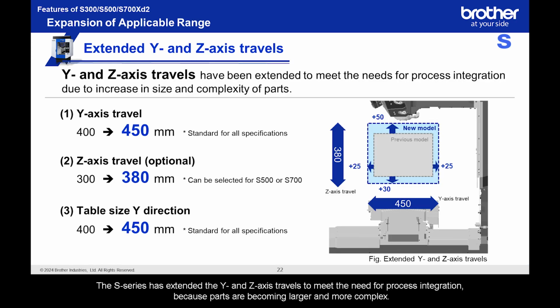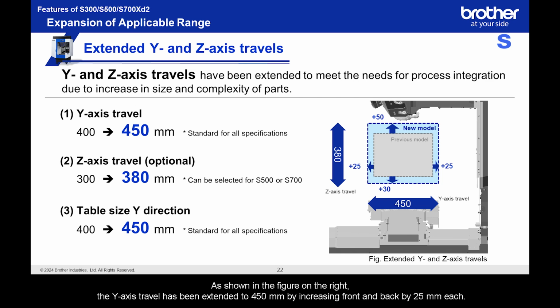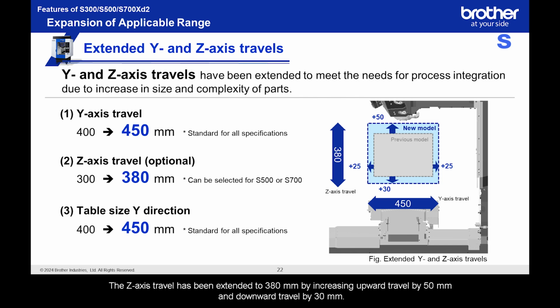The S-Series has extended the Y and Z-axis travels to meet the need for process integration, because parts are becoming larger and more complex. As shown in the figure on the right, the Y-axis travel has been extended to 450 mm by increasing front and back by 25 mm each. The Z-axis travel has been extended to 380 mm by increasing upward travel by 50 mm and downward travel by 30 mm.